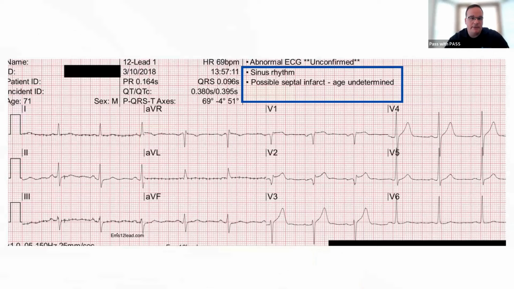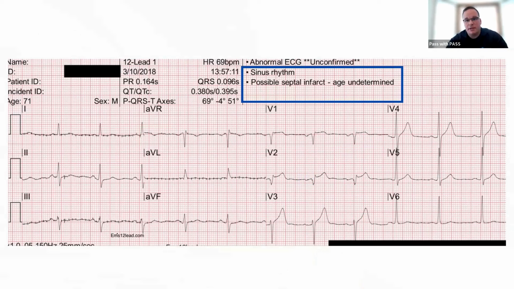So here's an example of that. Here's a 12-lead. It says possible septal infarct, age undetermined. And if we look down at V1 or V2, we should be able to see a little bit of a Q wave. We really can't see it in V1, but we can see a wide Q wave in V2. That's just telling us that there's been an infarct at some time, or maybe it's actively happening now if we see that ST segment elevation.